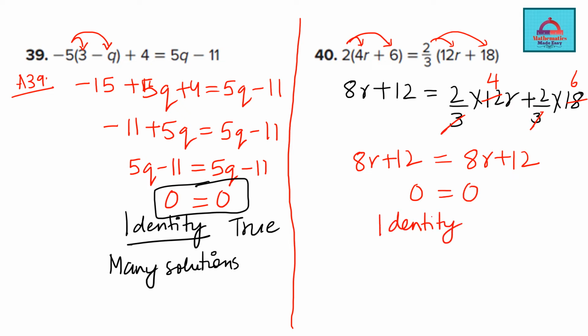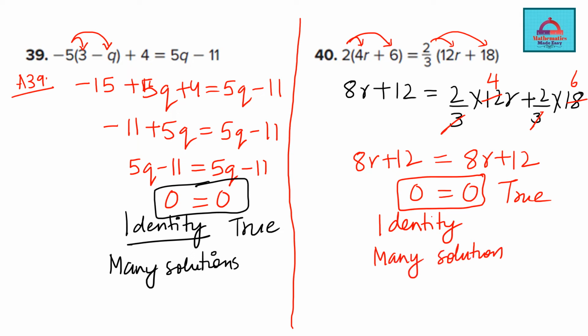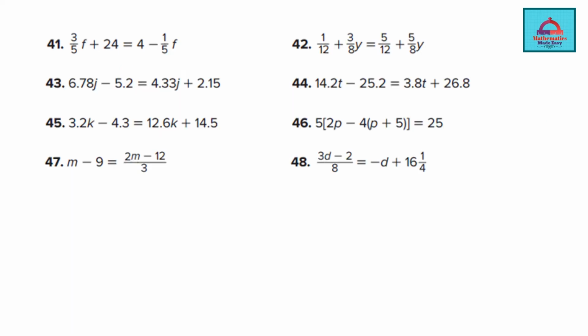So just like question 39, this is true for all values. Means it has many solutions. So question 39 and 40 are identities having many solutions.